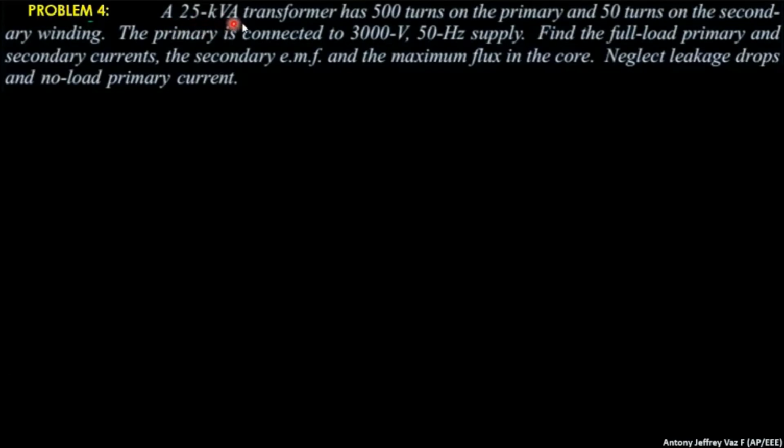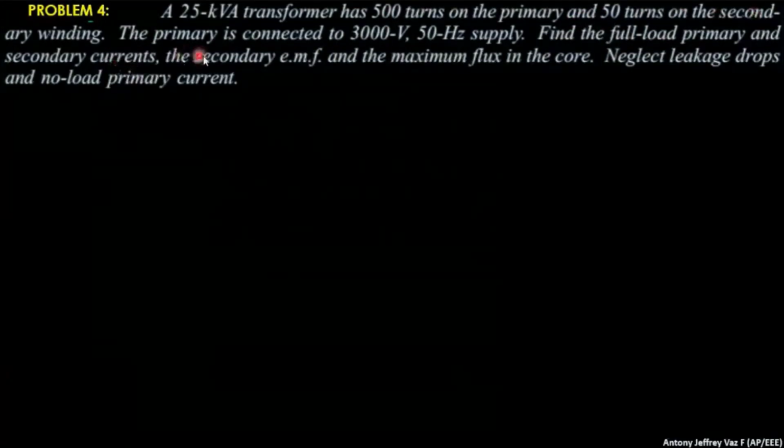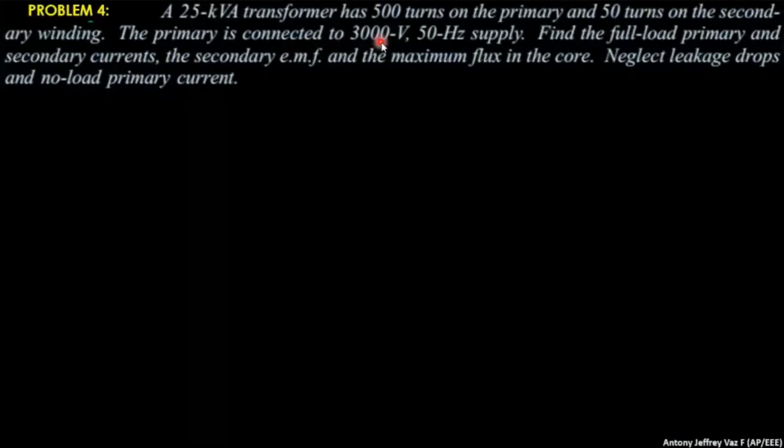A 25 kVA transformer has 500 turns on the primary and 50 turns on the secondary winding. The primary is connected to 3000 volt 50 hertz supply. Find the full load primary and the secondary currents, the secondary EMF, and the maximum flux density of the core. Neglect leakage drops and no load primary current.